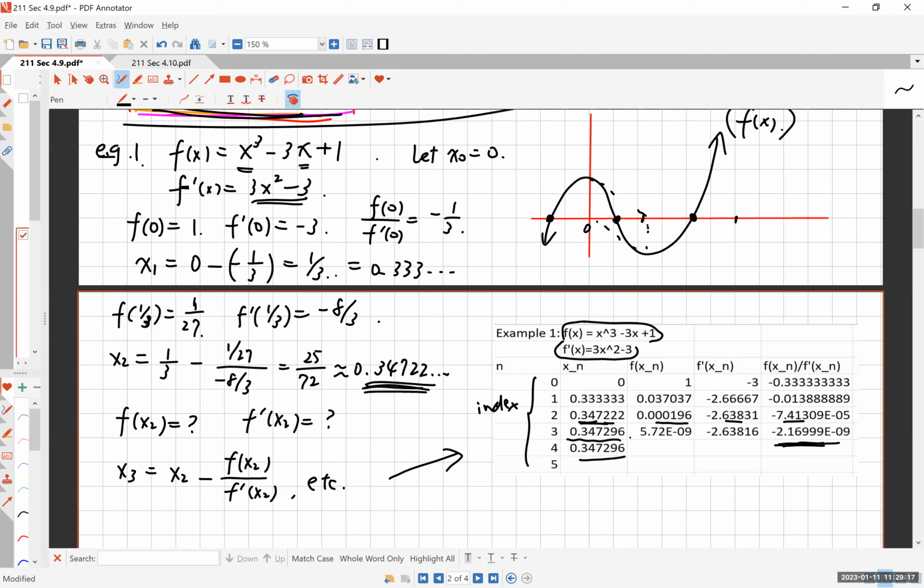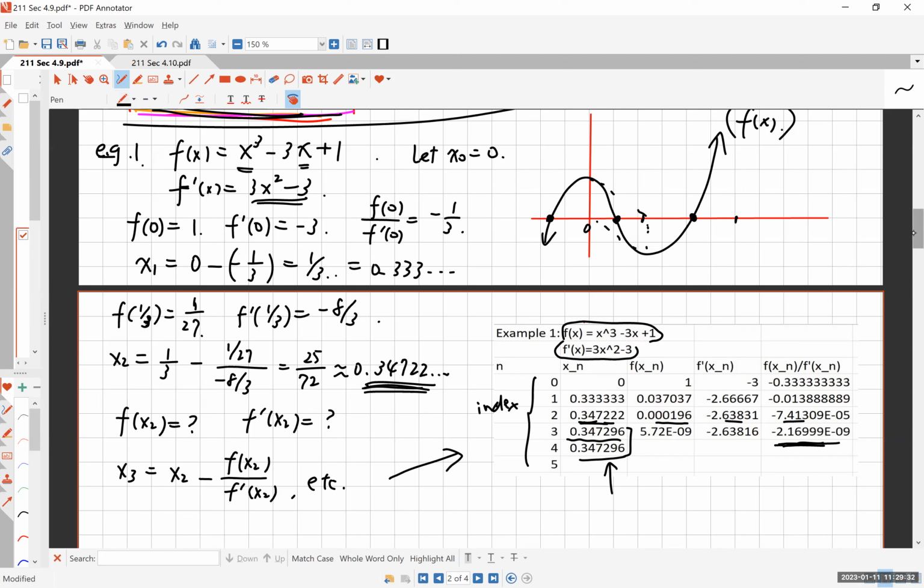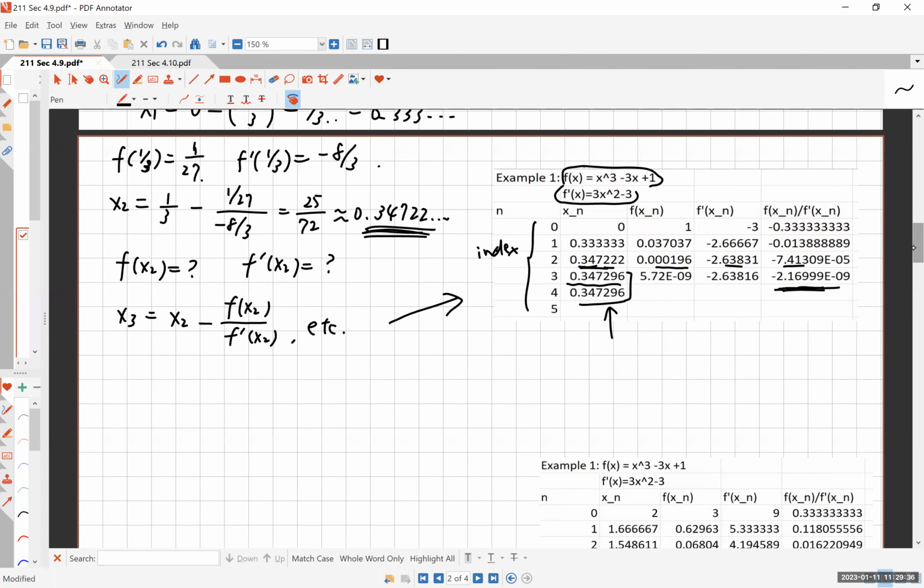In fact, x3 and x4 look exactly the same up to 6 decimal places. It turns out the real 0 is going to look exactly like this. So you can see that just by repeating this process 3 or 4 times, you get extremely accurate numbers, and that's how you get your solution approximated by this.